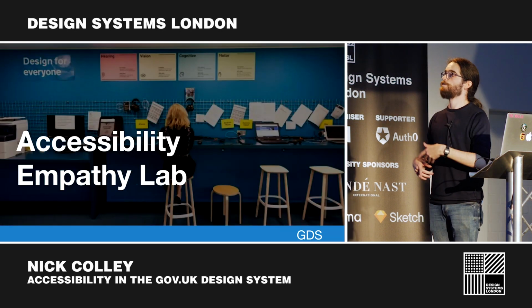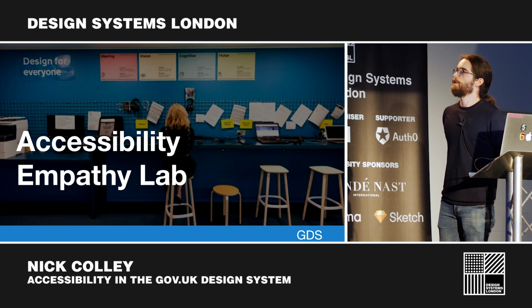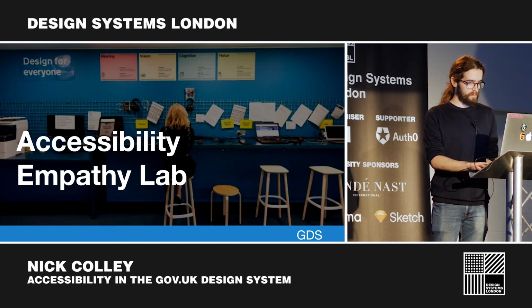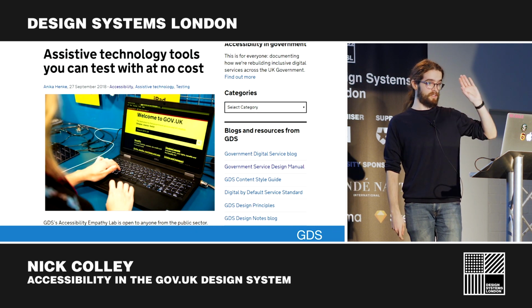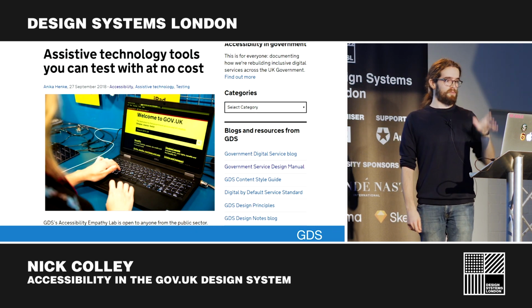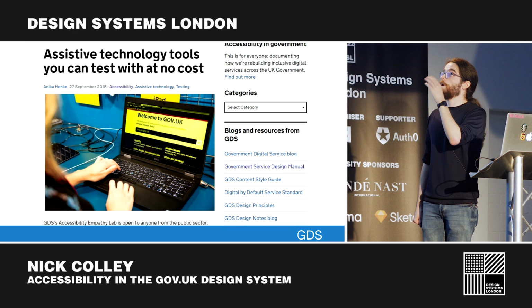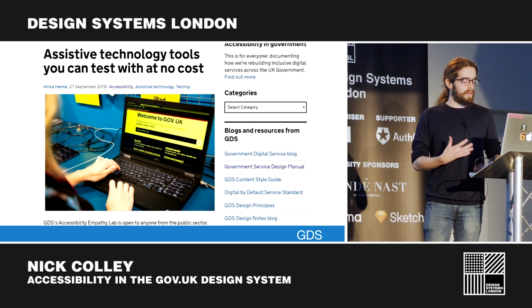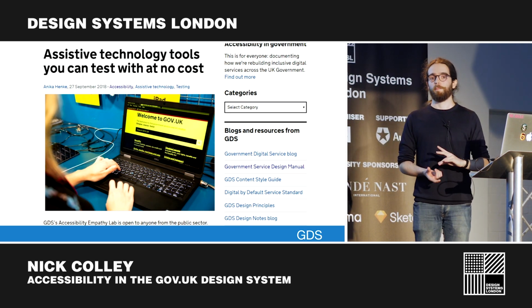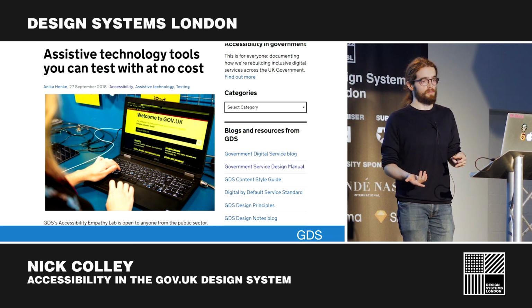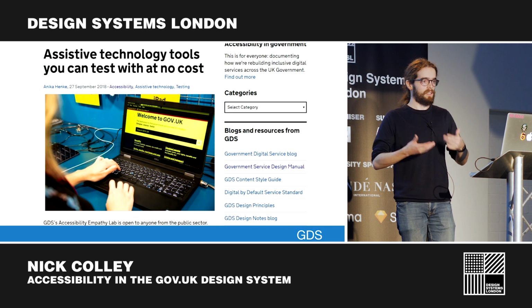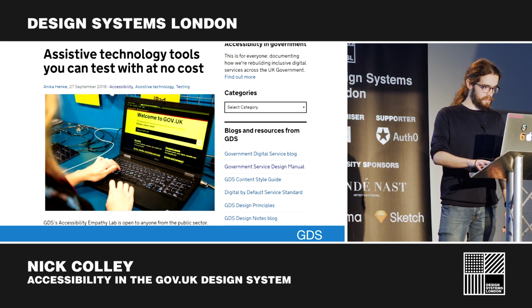So we put all this stuff into what we call the Accessibility Empathy Lab, so we can test these things. But you might be thinking, that sounds like loads of effort and money, and that some of those are Windows only. So if you want to start, Annika from the accessibility team has written a blog post on how you can test with assistive technologies for free, on any operating system.